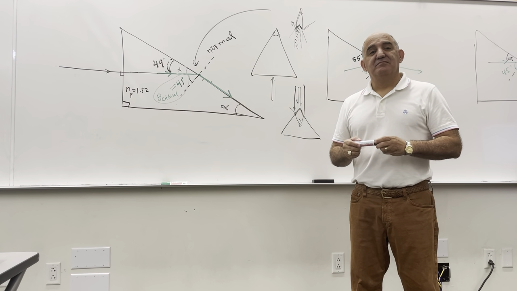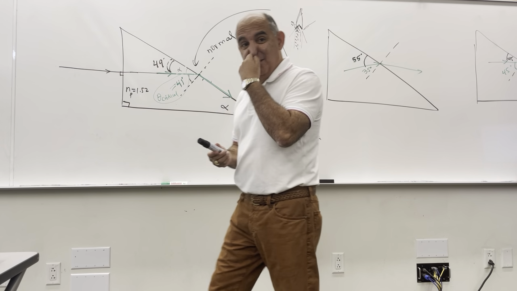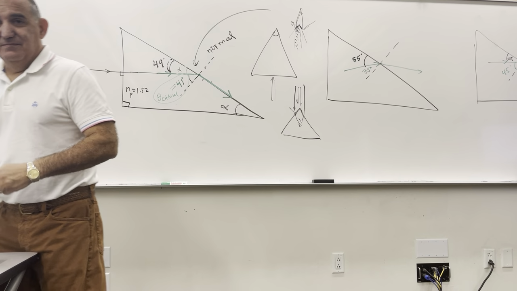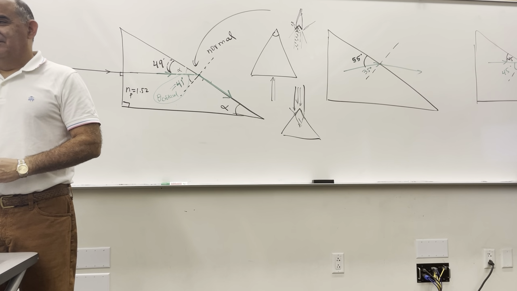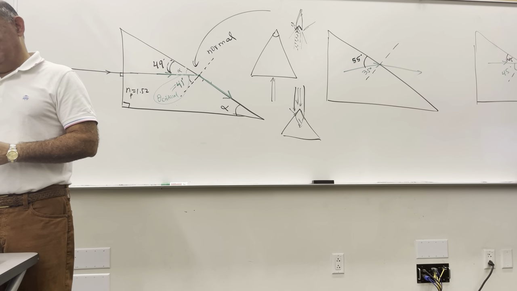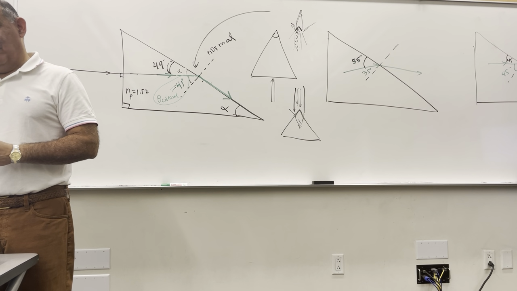Just to be sure, when it's fast to slow, it bends towards the normal. Is that how that works? Yes. And slow to fast is away. Yes. Okay, that's right. That's how I learned it in high school.